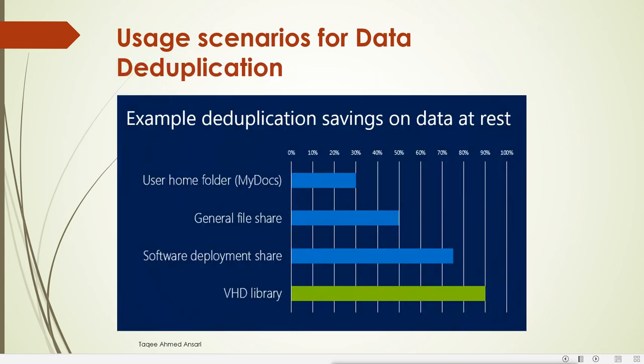So these are the scenarios and examples of data deduplication. For the user home folder, it can save up to 30%. General file share, it can save up to 50%. Software deployment, it can save up to 70%. But as I said, in a VHD library, it can save up to 90%. It can save a lot of space for us.